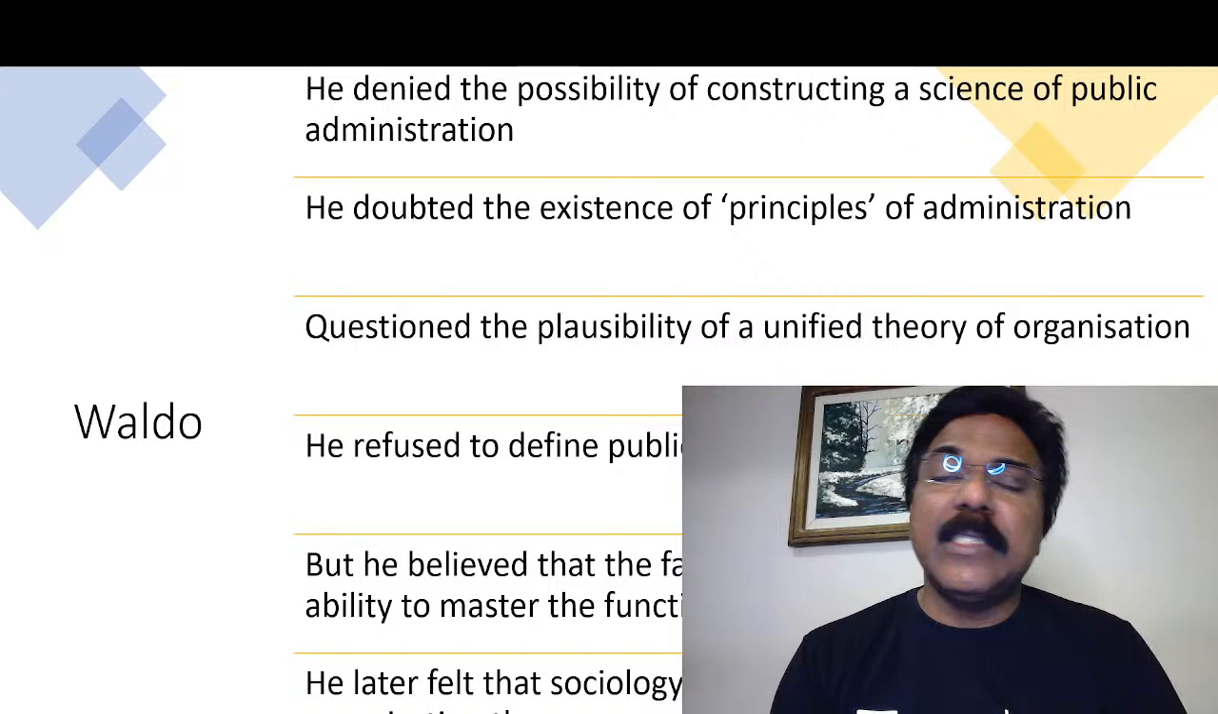So he is debunking the whole classical theorists. He doubted the existence of principles of administration. He questioned the plausibility of a unified theory of administration. There can't be a unified theory. He refused to define public administration. Why? Because when you define public administration, you are restricting its scope. This is very important. But he believed that the fate of civilization will rest on our ability to master the functions of administration.